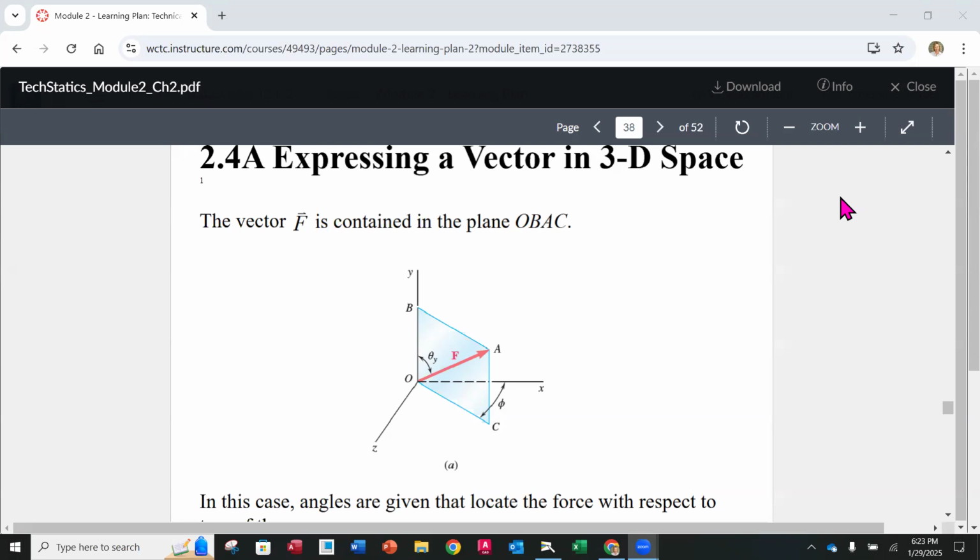And in this section, what we're going to first do is figure out how to break forces into their X, Y, and Z components. We already know how to do X's and Y's, but now this Z axis adds a little bit to it. And then we're going to learn how to determine resultants of multiple forces that are in the X, Y, and Z planes.